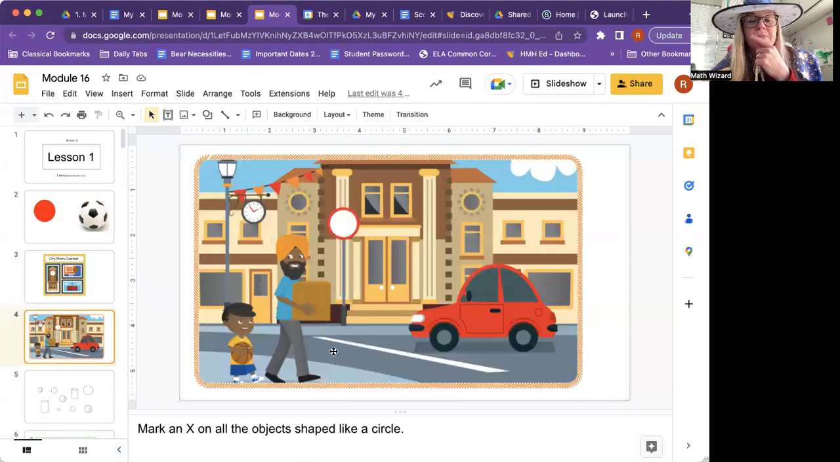All right. I want you to mark an X on all the objects that are shaped like a circle. Okay, now keep in mind, this ball is shaped like a circle, but is it a circle or is it a sphere? Right? So you can pause the video now while you find all of the shapes that look like a circle and put an X on them.